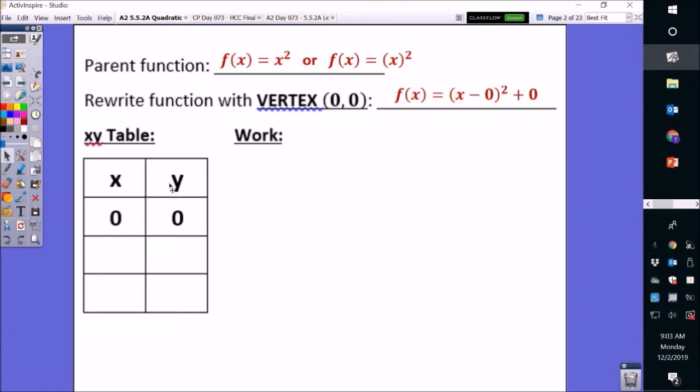Now, it's a bit different from absolute value, because with absolute value, we start in the middle for the xy table. But here for quadratic, we're going to tie in to what we did in section 4.1 using the axis of symmetry. So for quadratic function, when it comes to graphing, we're going to put the vertex first. So let's start on the work for graphing.